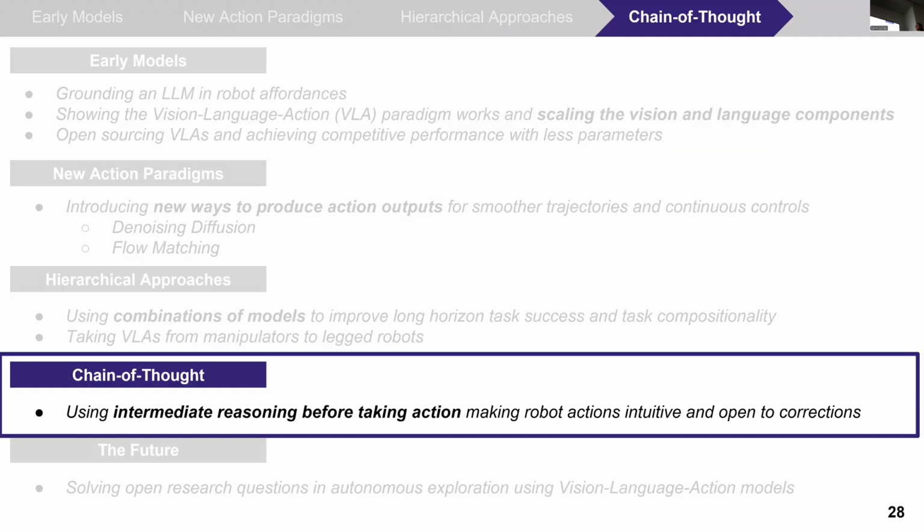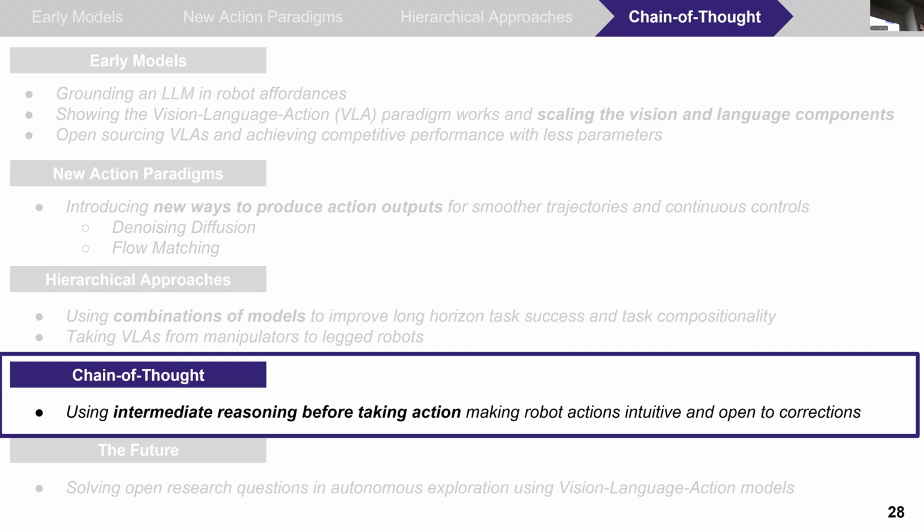Okay, so at this point, we've seen that you can ground language in the robot's capabilities, and we've scaled vision, language, and action components. And we've looked at new ways to produce action outputs through denoising diffusion and flow matching. And that gave us smooth trajectories and continuous control. And then we looked at combinations of models where you can improve long horizon task success and improve task compositionality by chaining some of these models together. And lastly, we'll talk about chain of thought.